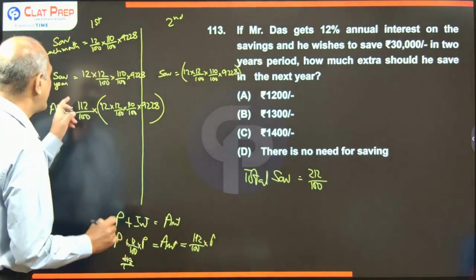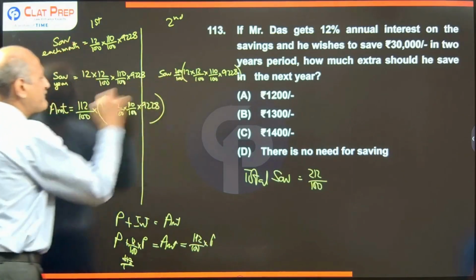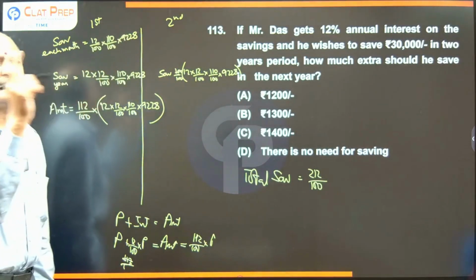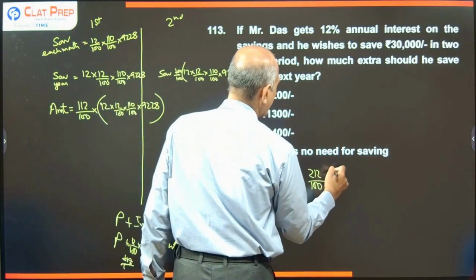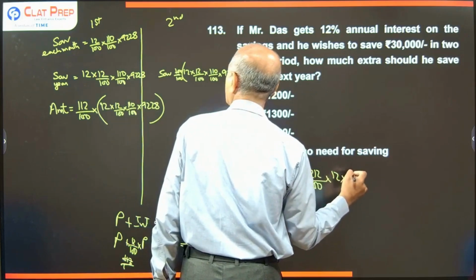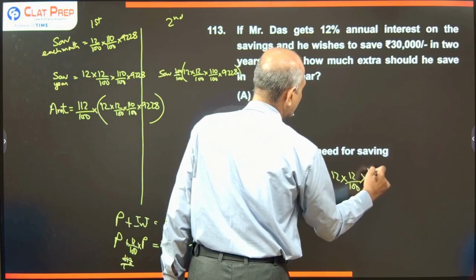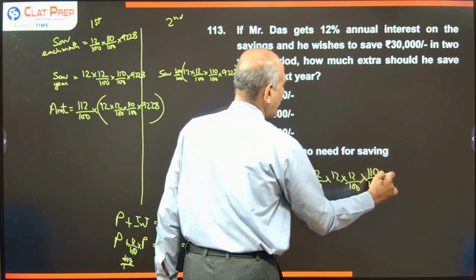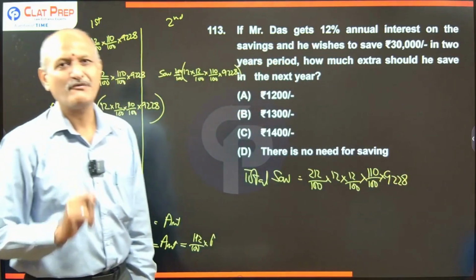Once again, understand this one. It is 112 percentage here, and here it is 100 percentage. If I'm adding these two, 112 plus 100, that gives me how much? It is 212. So it is 212 percentage of how much? It is 12 into 12 by 100, into 110 percentage, into 9228. That's what we are getting here.